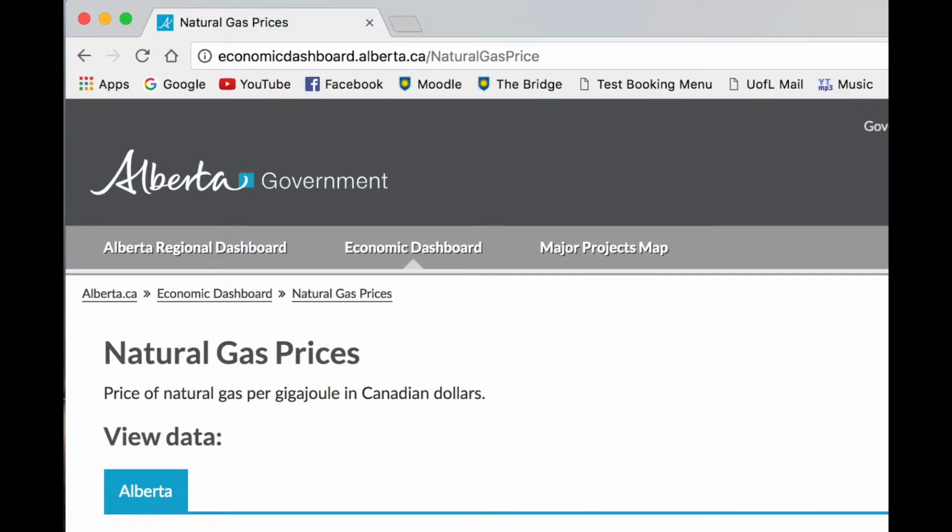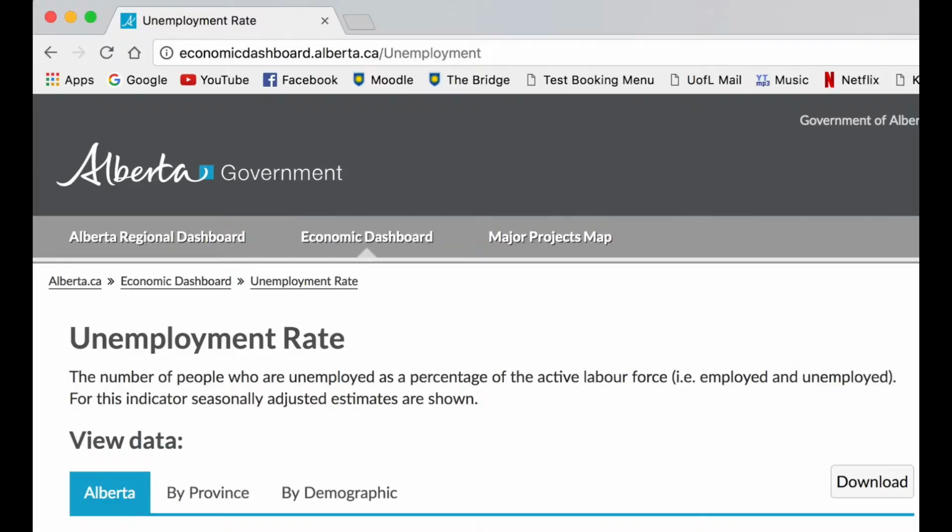The website I used was the Government of Alberta's Economic Dashboard. Both the natural gas prices and the unemployment rate pages had a ton of data for every month dating back many years. I decided to use the data from the past 10 years because I wanted to showcase the 2 major crashes in Alberta's economy during 2009 and 2016.